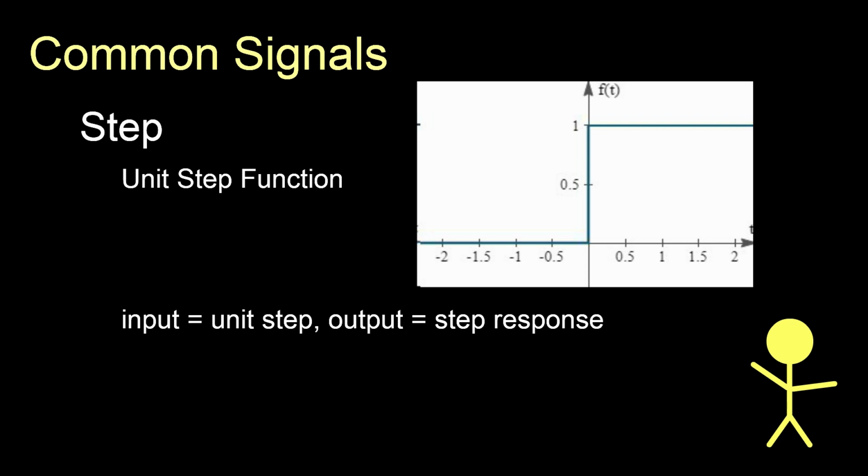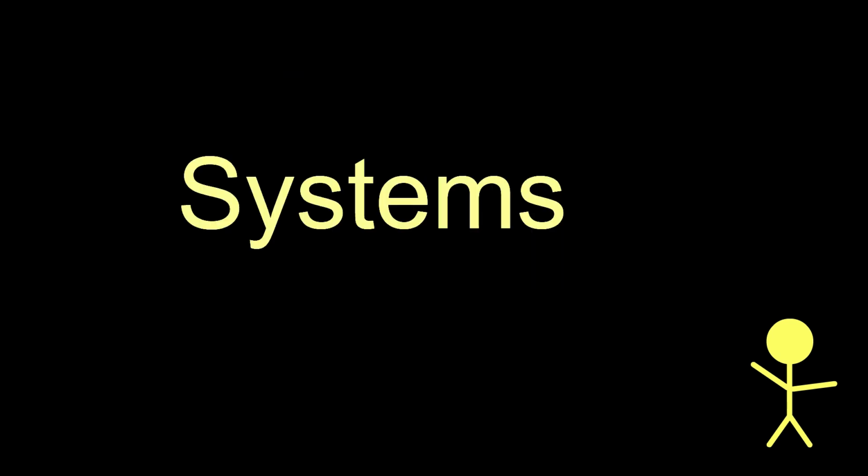If the input to a system is a unit step, the output is the step response. The step response shows how a system responds to a sudden input, similar to turning on a switch. Fun fact, the period before the output stabilizes is called the transient part of the signal. So we've been talking about outputs and inputs to a system, but what is a system?